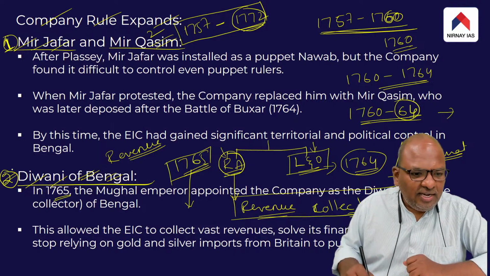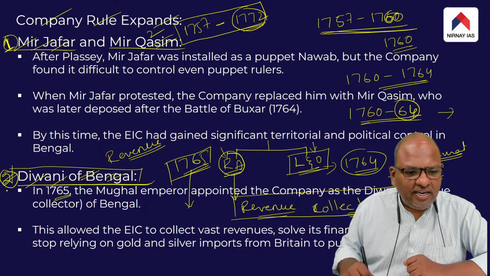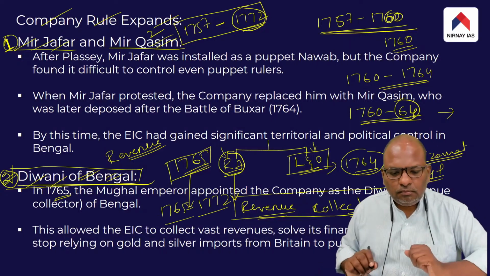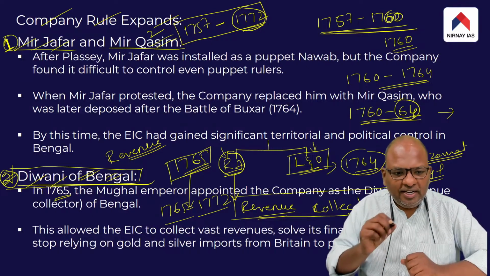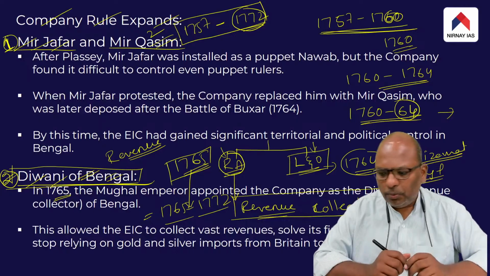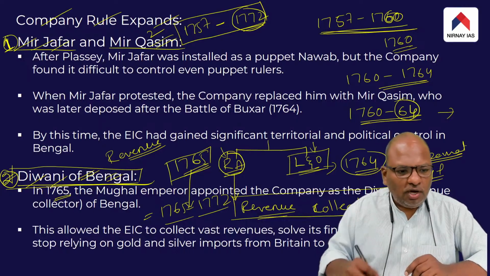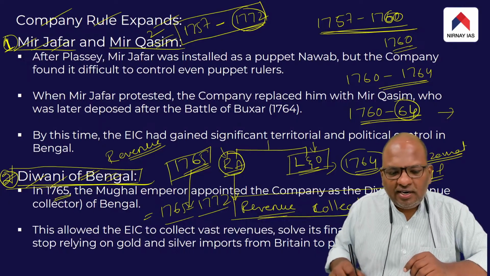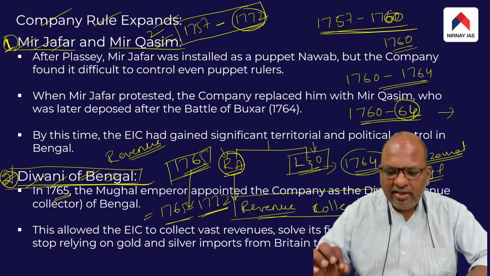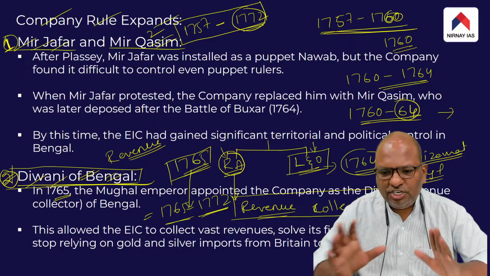So this Diwani of Bengal, the period of Diwani of Bengal is 1765 to 1772. So it was a terrible period in the history of Bengal. The period between 1765 to 1772 is in fact a very, very terrible period in the history of Bengal.